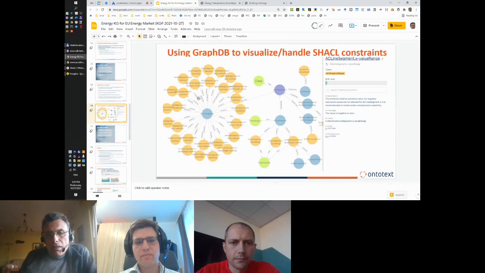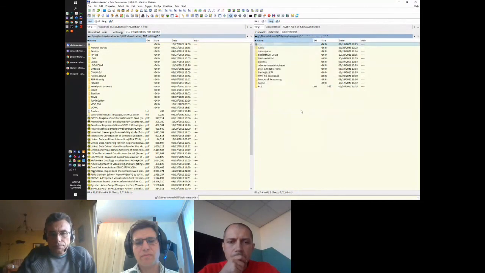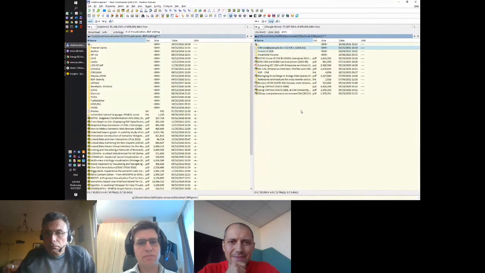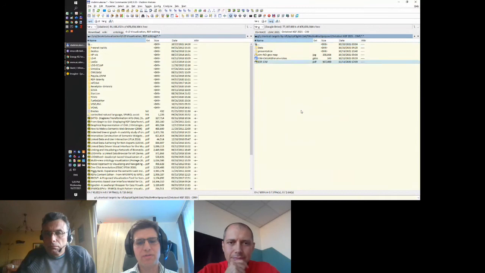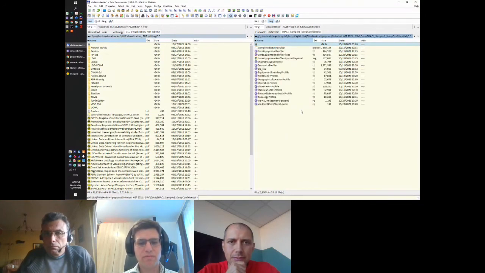I personally think called the Sparna SHACL playground, and we tried to run the CIM constraints through, and we got some results. They are not, they're still suboptimal. I think I can find them here. And actually what you also see in the slide, especially in GraphDB, if you click on one of these property shapes, you see the content. So you can immediately see what is inside the constraint.